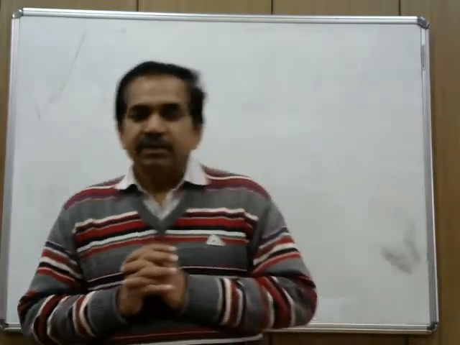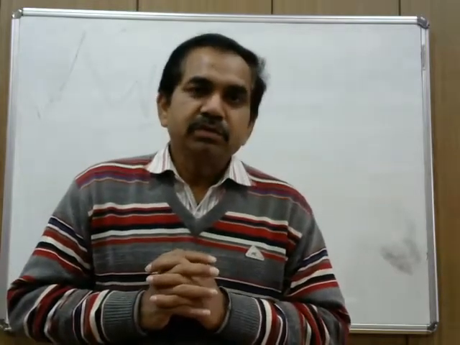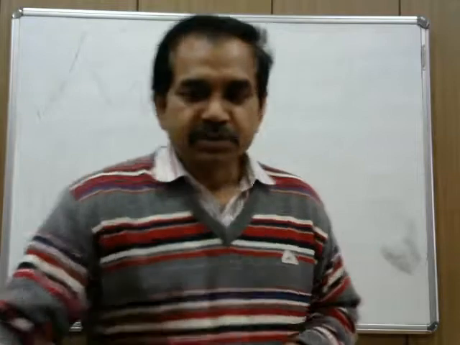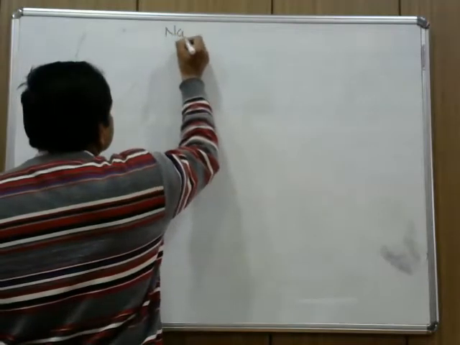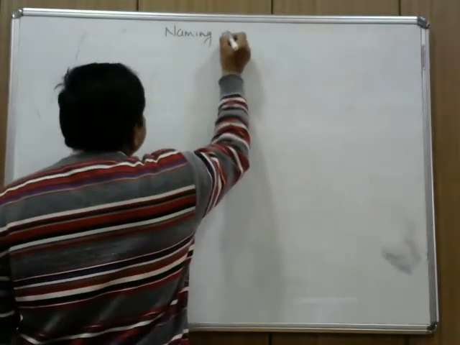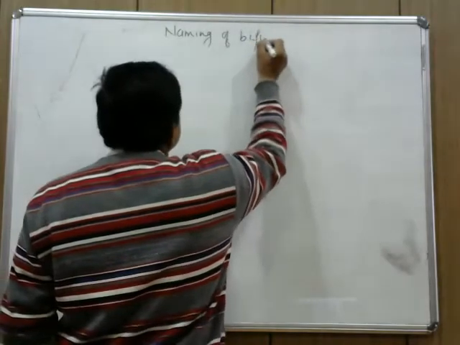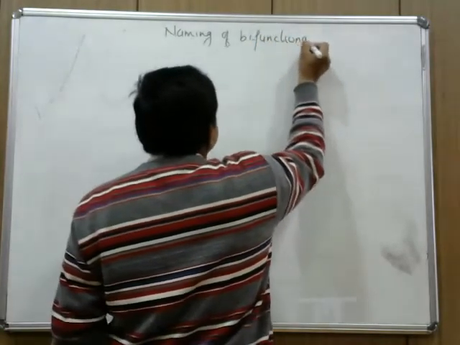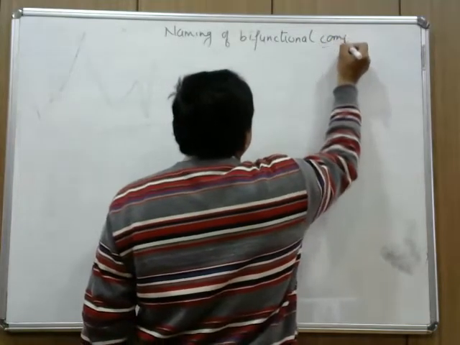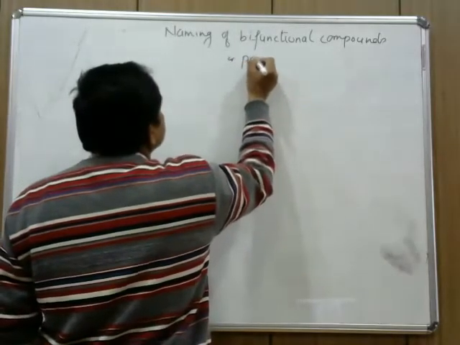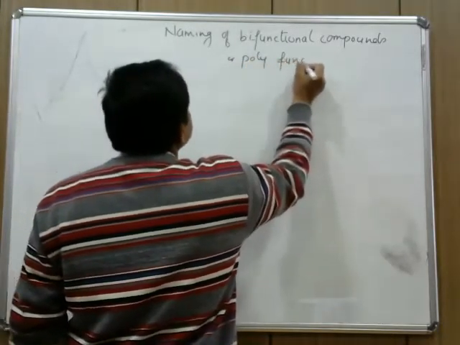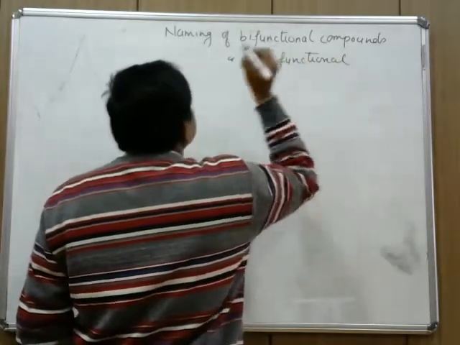Now in today's discussion I will tell you the procedure to name an organic compound having two or more functional groups. So let's start here. Naming of bifunctional compounds or polyfunctional compounds.